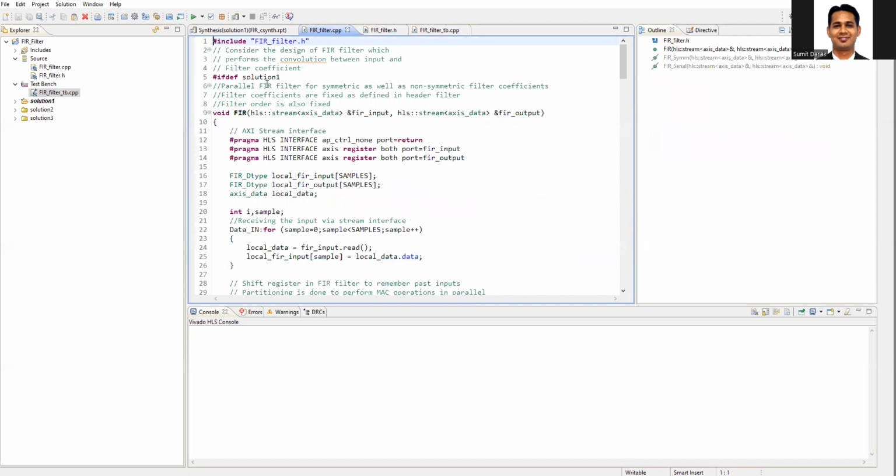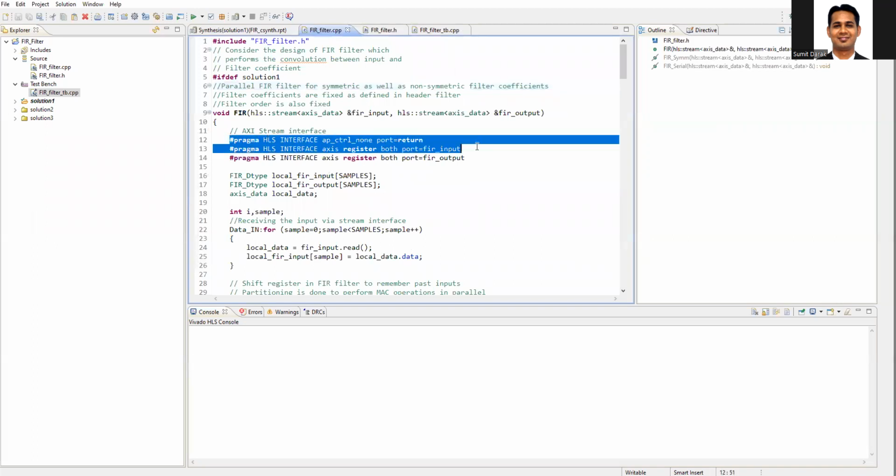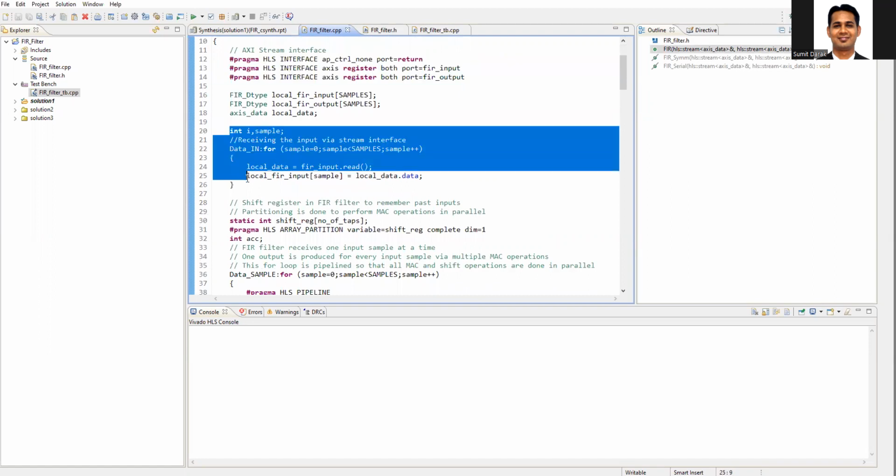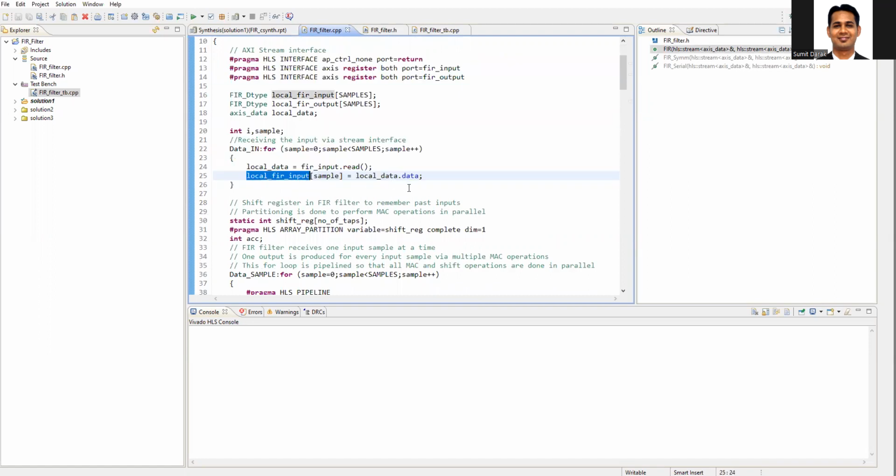So the first filter is the normal FIR filter, which can work for symmetric as well as non-symmetric filter coefficients because it is the normal convolution operation. I have made the interface a stream interface. I have received the data over stream and converted it into the normal vectorized input of size samples.